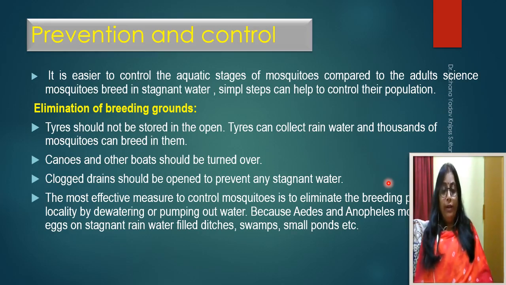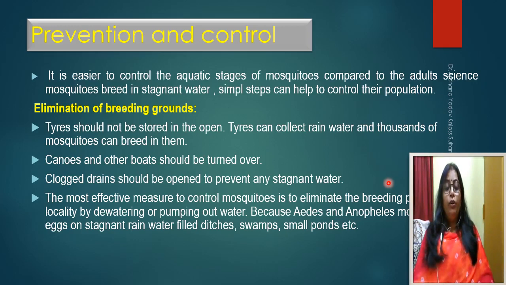The most effective measure to control mosquito is to eliminate the breeding places from the locality by dewatering or pumping out water, because Aedes and Anopheles mosquitoes lay eggs on stagnant rainwater-filled ditches, swamps, small ponds, etc.